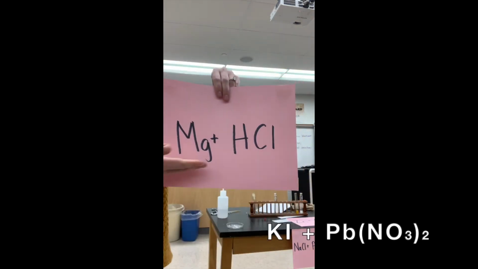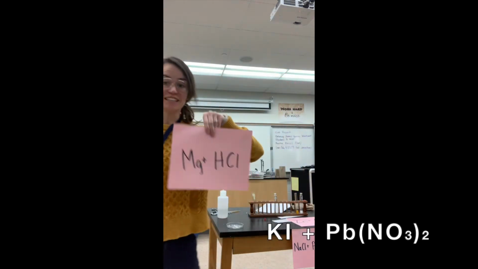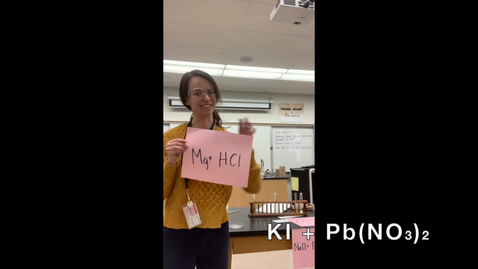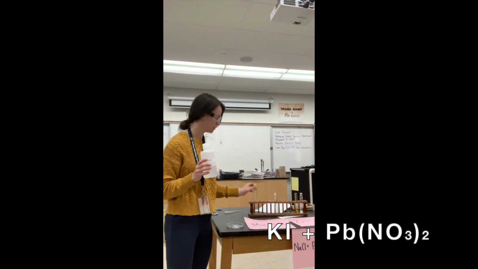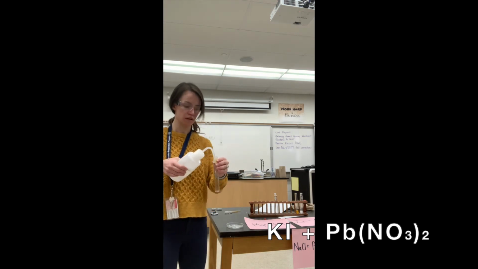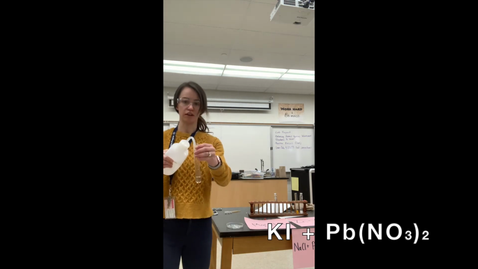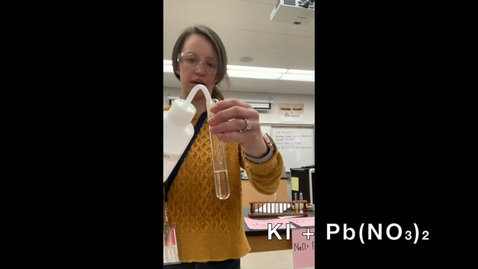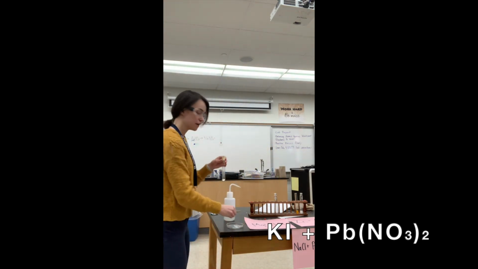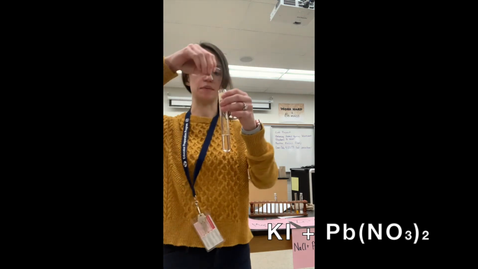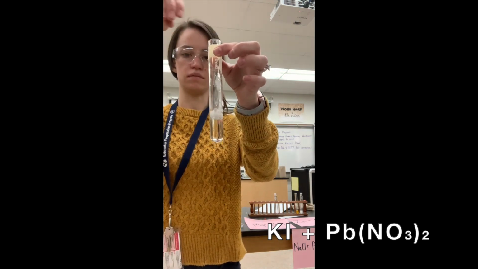All right, we have Mg and HCl. This one is actually one of my personal favorites that I like to do. So we're gonna fill up a test tube with a little bit of HCl in here. All right, HCl, you're gonna see it's this clear liquid that we're filling this up with a little bit. Now we're gonna take a magnesium strip, we're gonna drop it in and see what happens.